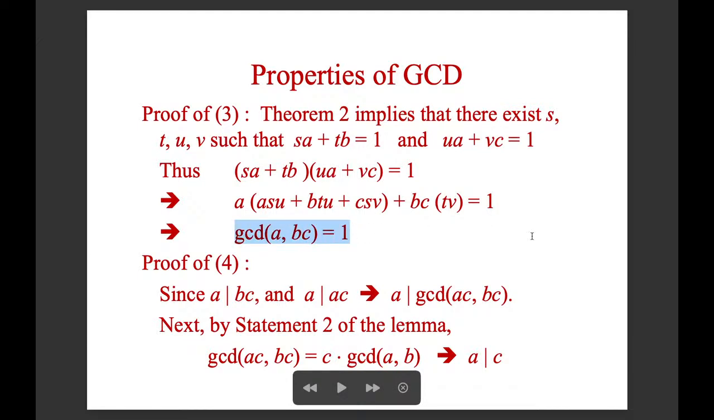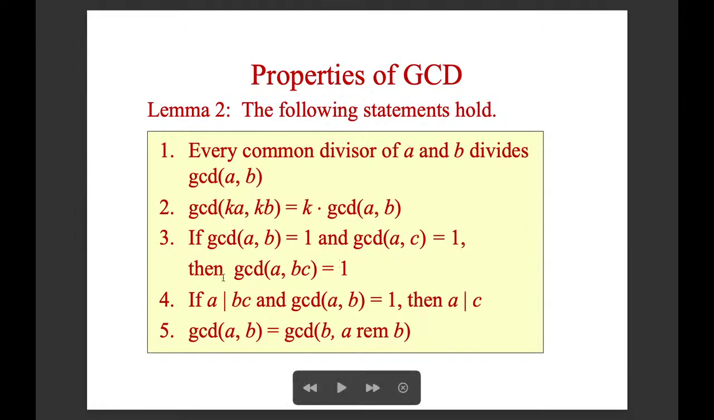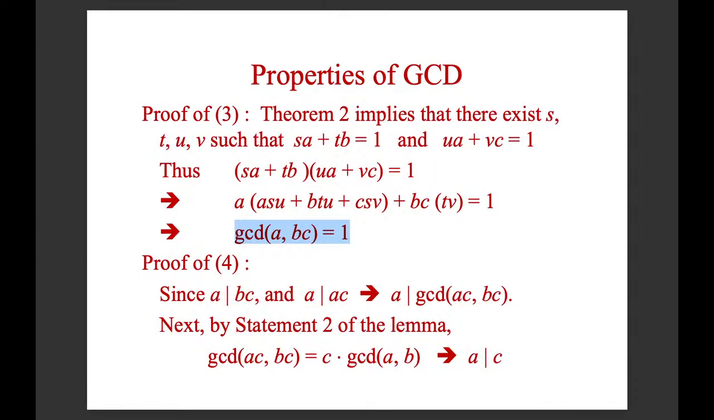And then let's see 4. 4 says, if a divides bc, but a and b do not have any common factor, then a must divide c. So let's see how we can show this. First of all, a divides bc. This is given. But we also know that a divides ac, right? So that means that a must divide GCD of ac and bc.